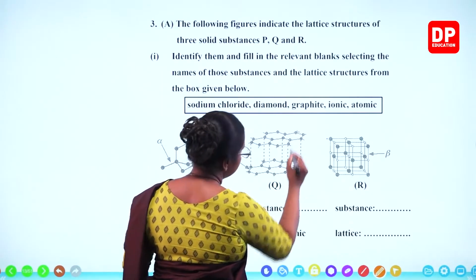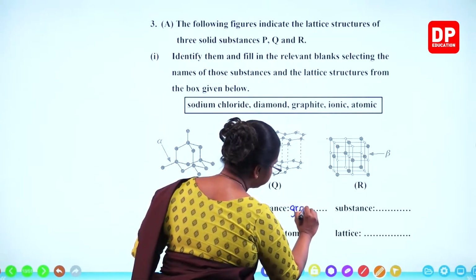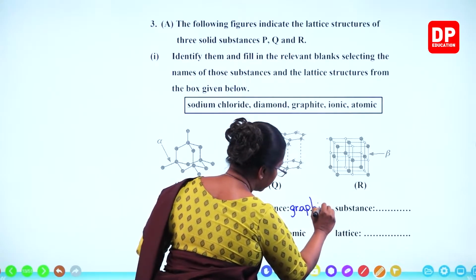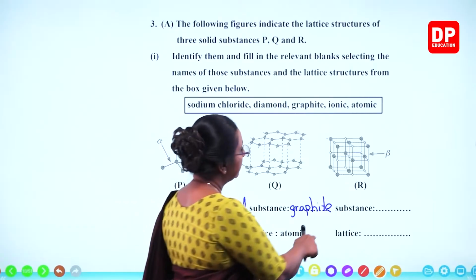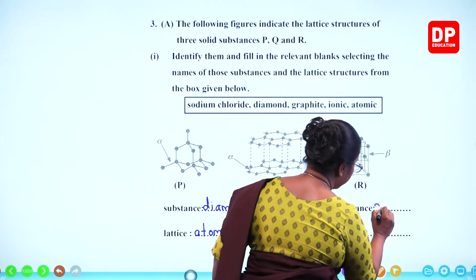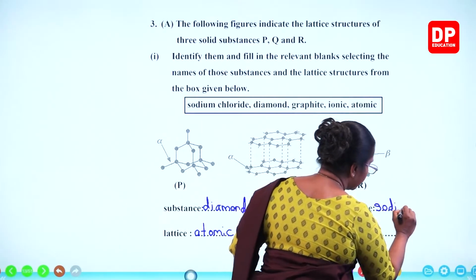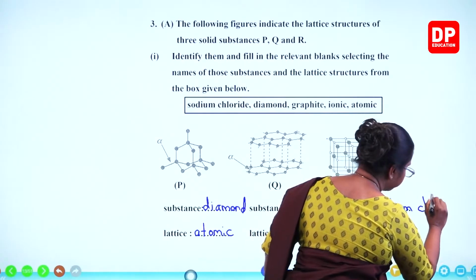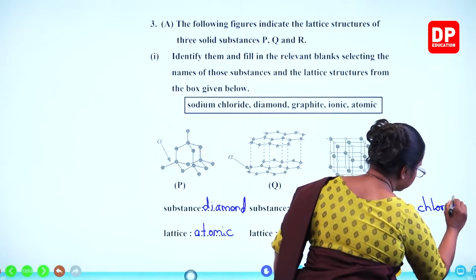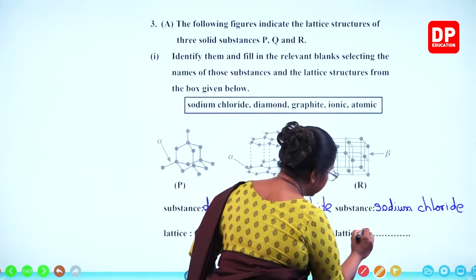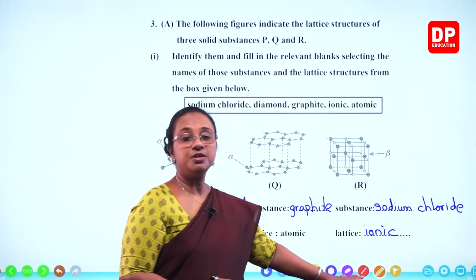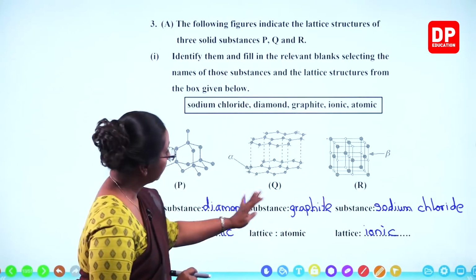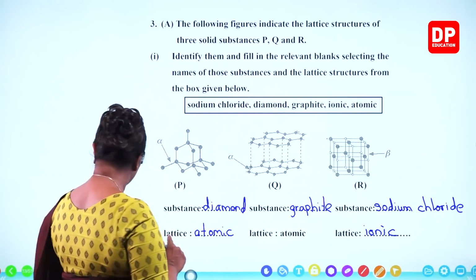Again, substance, graphite. They have filled the lattice as atomic. Then substance, sodium chloride, and lattice, ionic. So that is all you need to do here. With that, I'll move on to the next part.